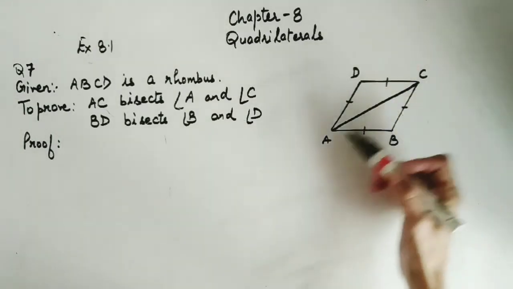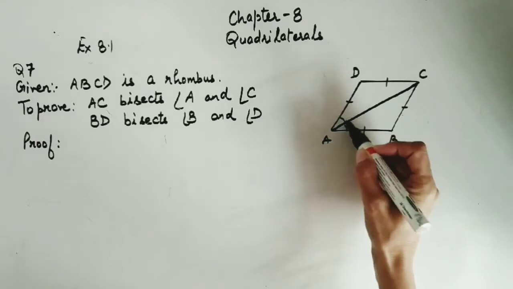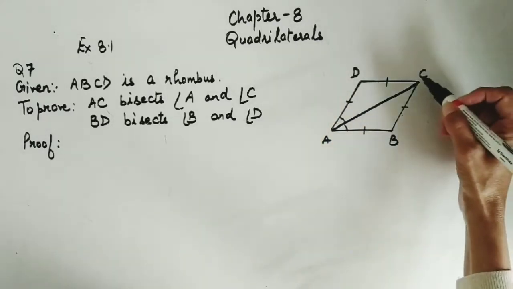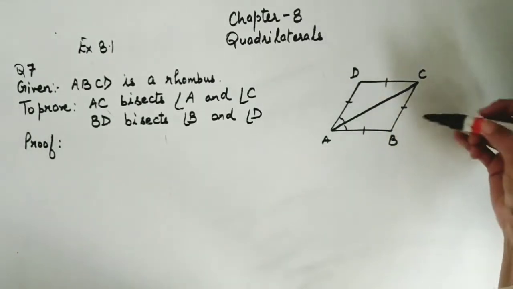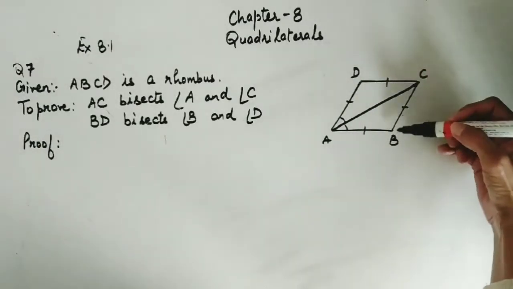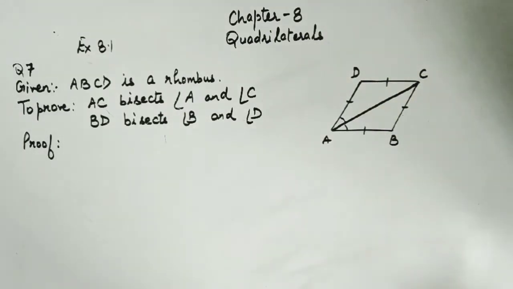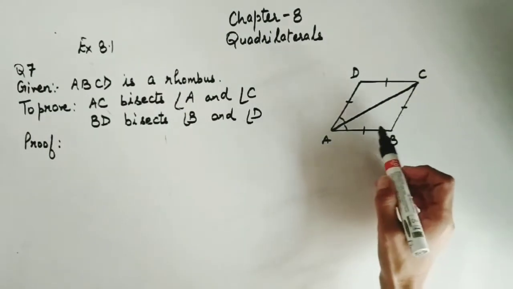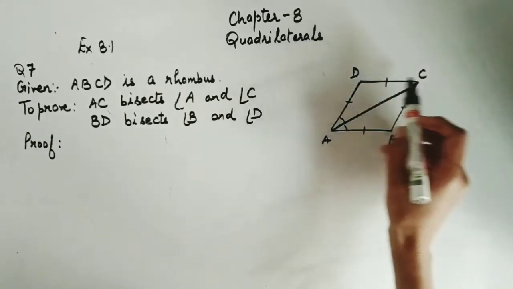This diagonal AC has divided this angle into two equal parts. This needs to be proved, and the same thing applies to angle C. And then for the next subpart, we need to prove that BD also bisects angle B and angle D. So let's begin by taking triangle ABC and triangle ADC.